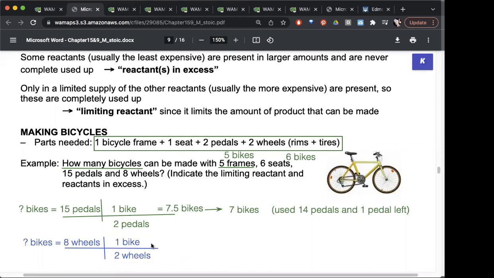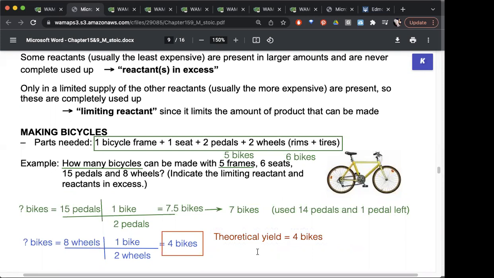then you can see, and you may have seen this way faster than I can type it, that this would allow us to make 4 bikes. And it would use up all the wheels. And that is the smaller amount, right? So this is going to be the amount we produce. This is our theoretical yield. Is 4 bikes.